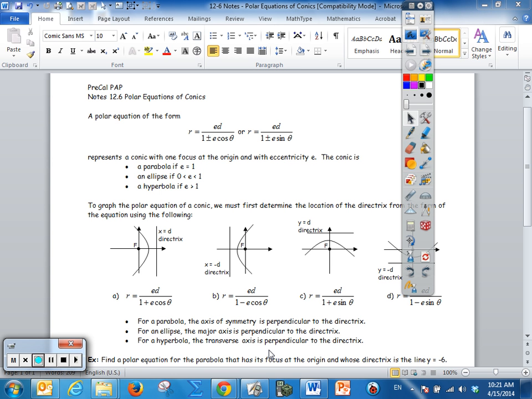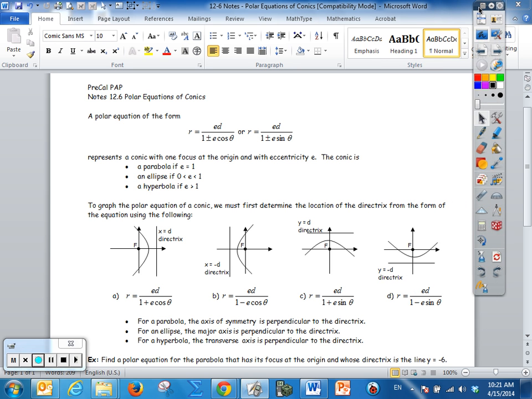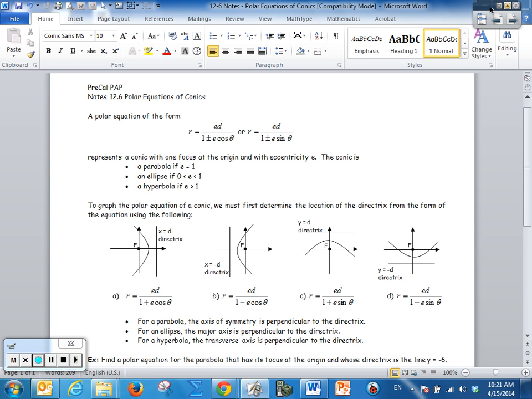Okay guys, let's take a look at our lesson today. We're going to be looking at polar equations of conics. The type that we'll be looking at are all in this particular form right here. All of the ones that we're going to see are in this form. This is a pretty important topic.